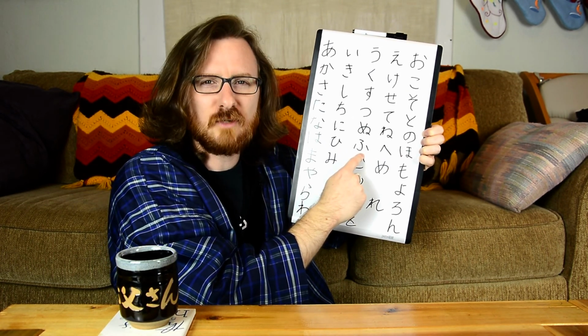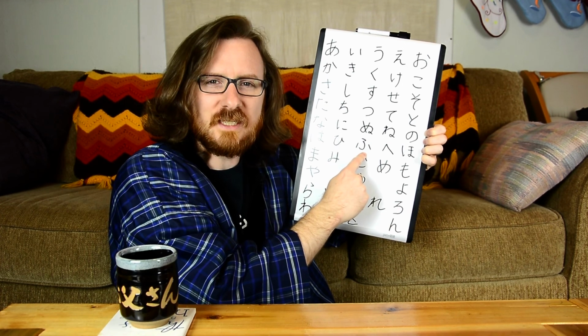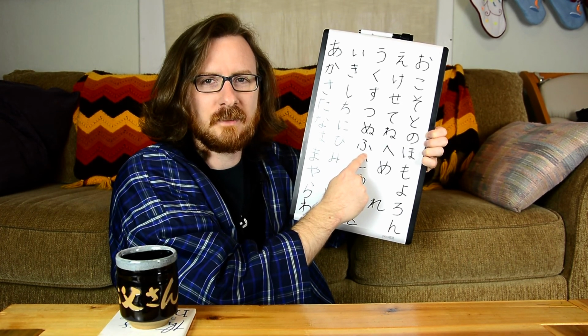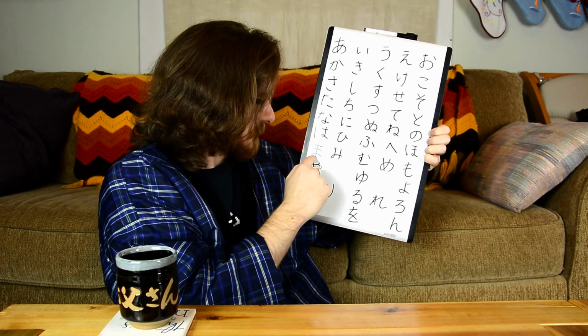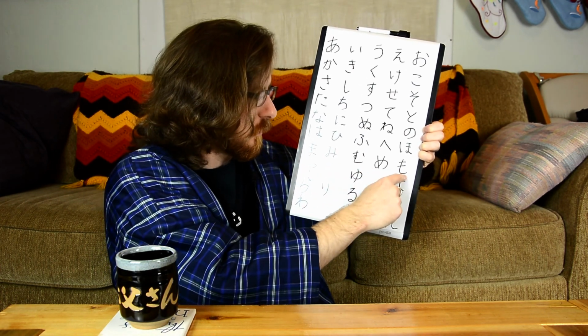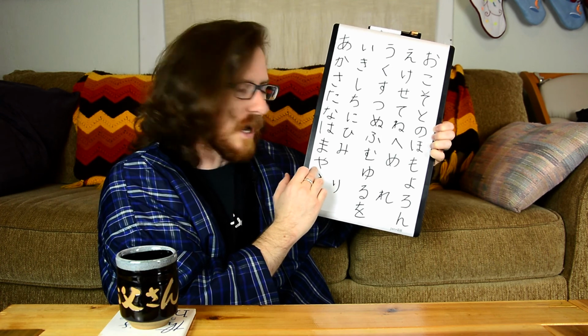This is what they use for like Fuji-san. It's not quite Huji-san and it's not quite Fuji-san. It's kind of in the middle. It's a hu. Ha, hi, hu, he, ho. Ma, mi, mu, me, mo. Very straightforward. Then we have the Y row.